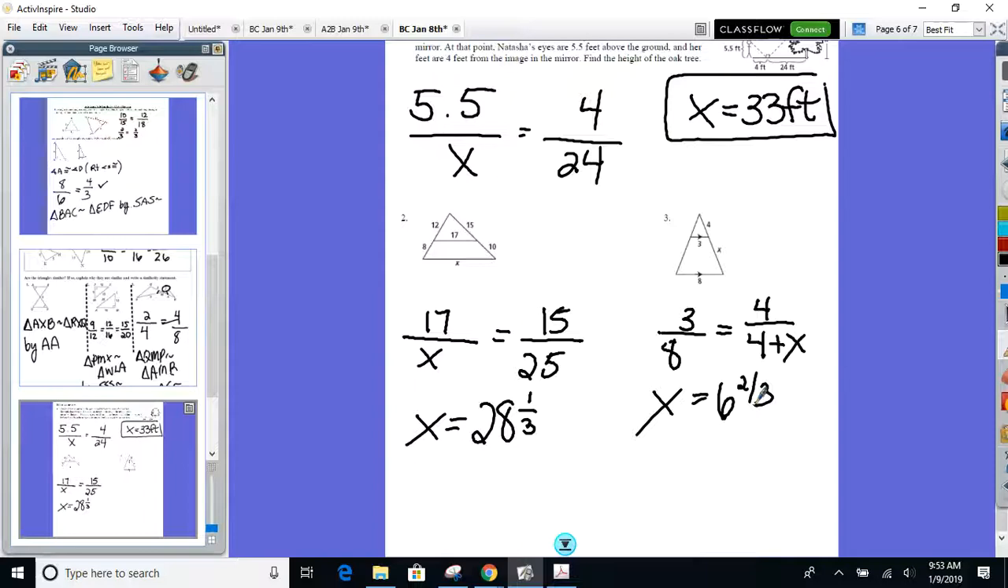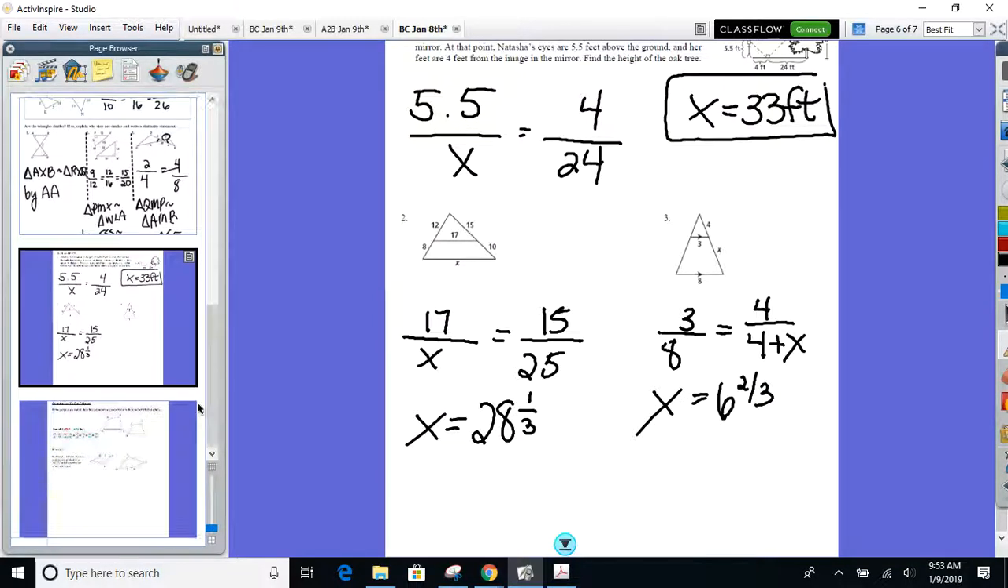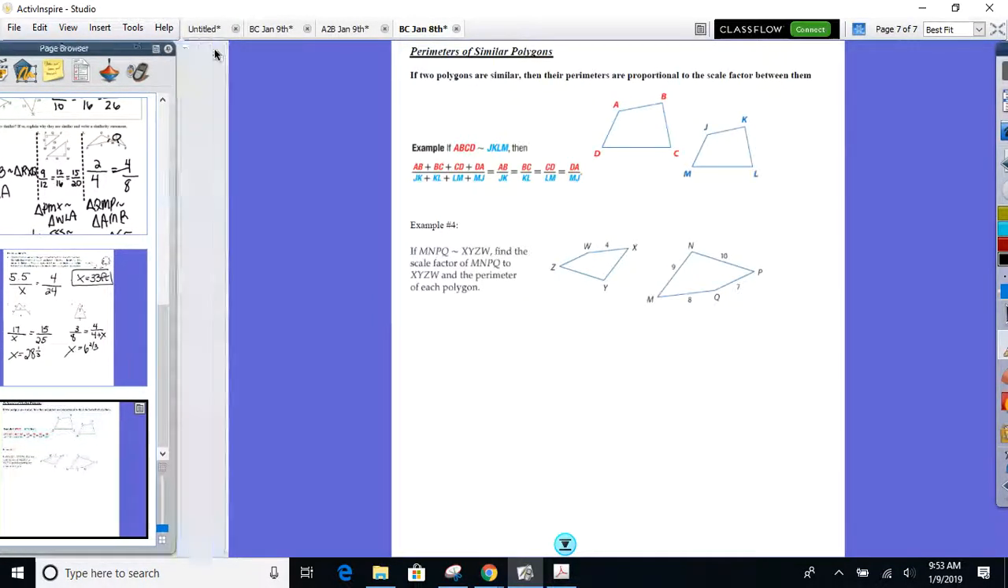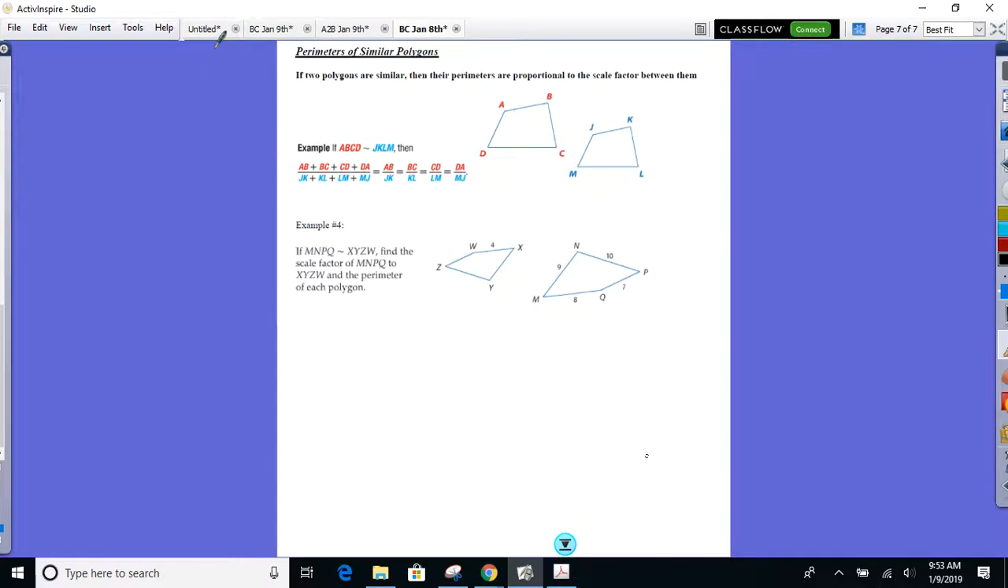All right, I got one more to do with you. And that deals with the perimeters. And we're calling it a day. You can start the homework.